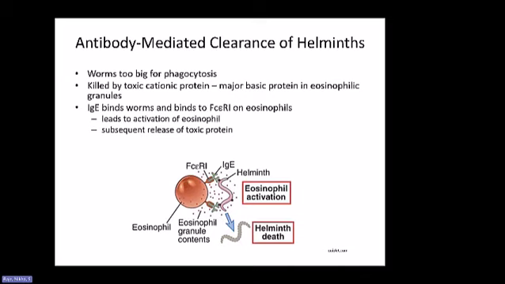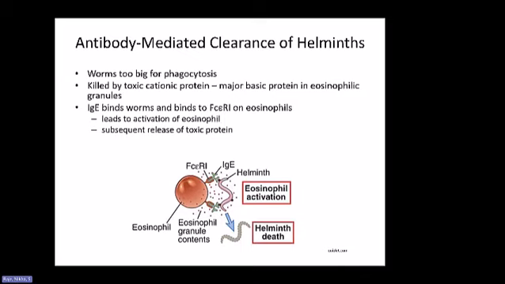All right, when we talk about IgE, typically we are talking about worms or helminths that are too big for phagocytosis. So the same mechanism that's used by IgG may not work. That worm that's attached to an IgG will not be able to be phagocytosed by macrophages or other phagocytes just because they are too big.